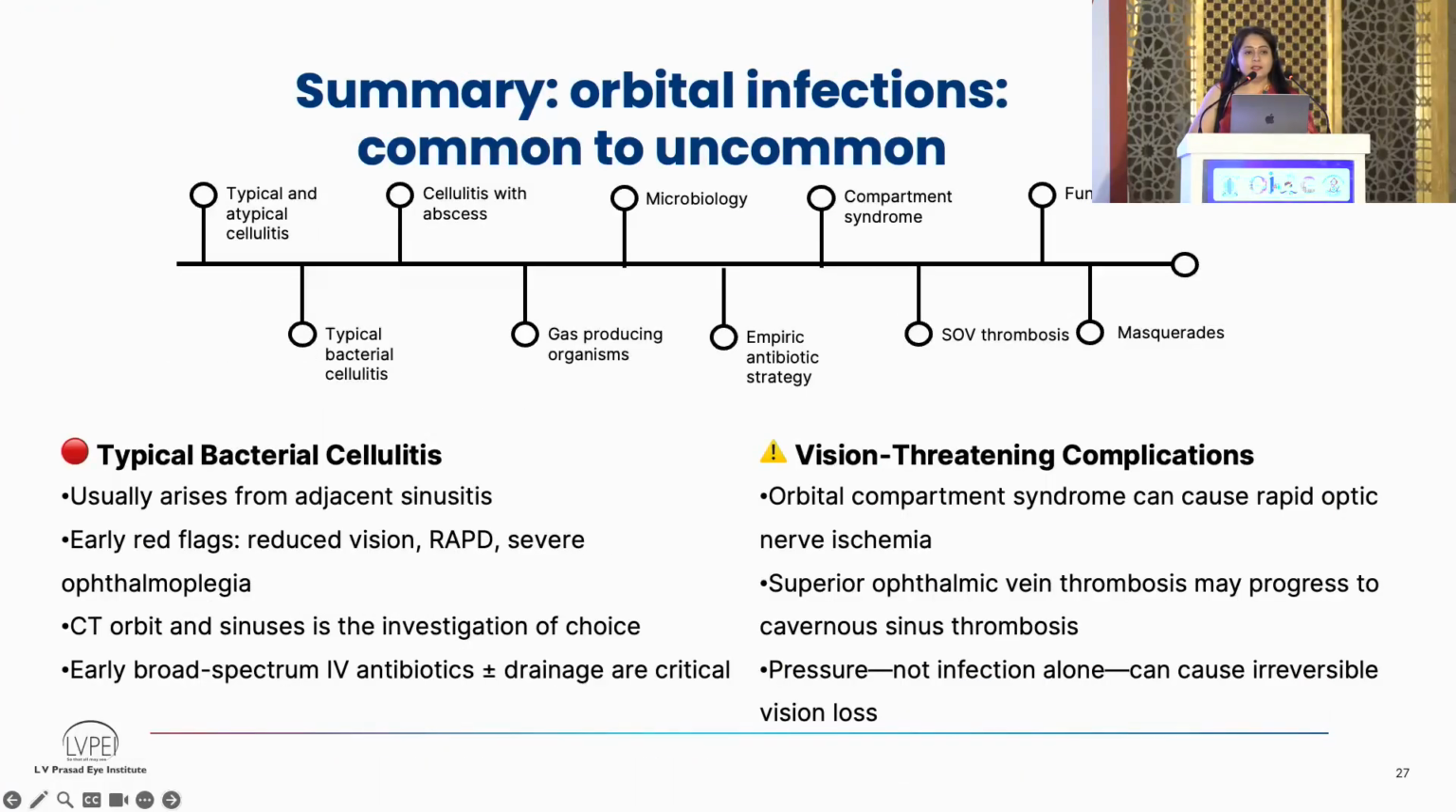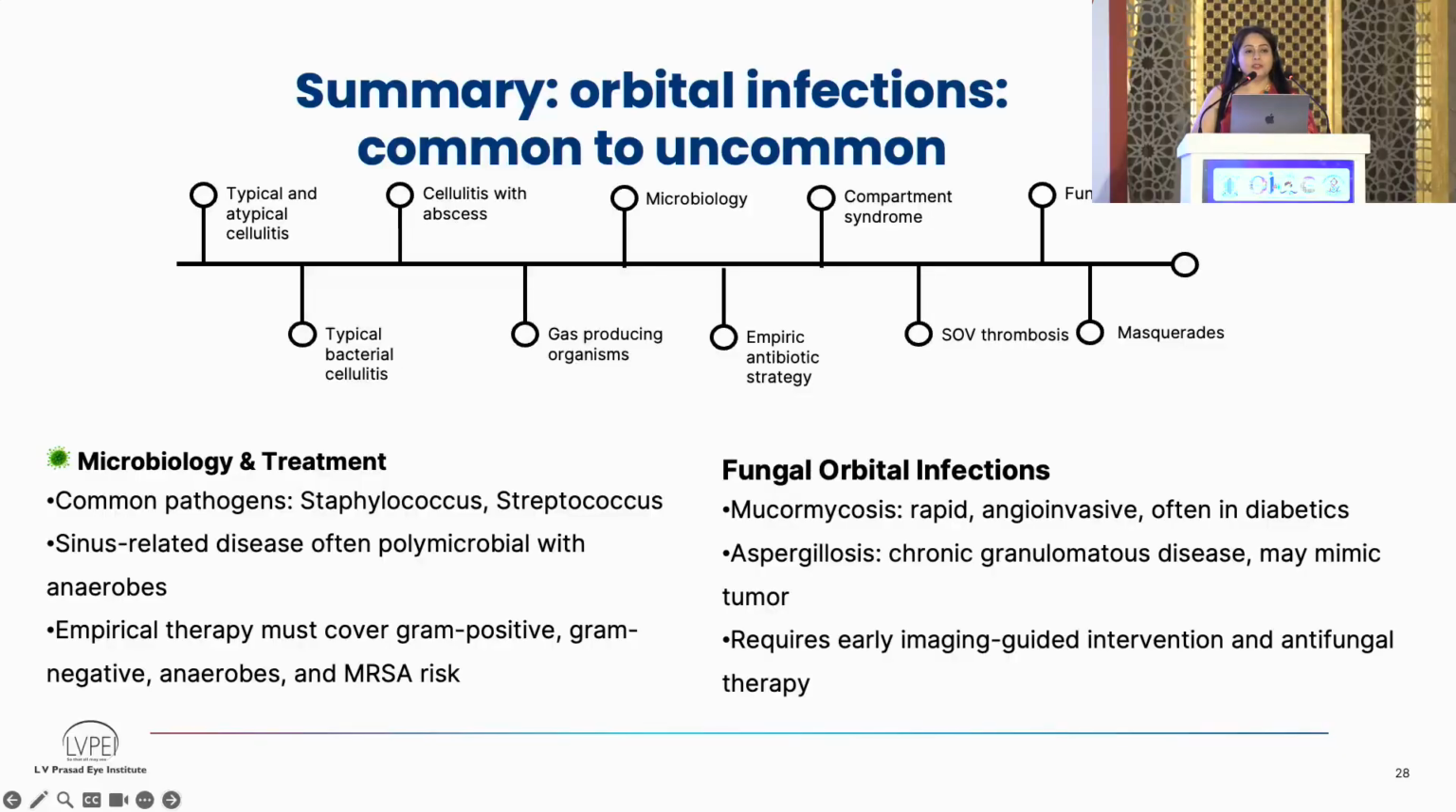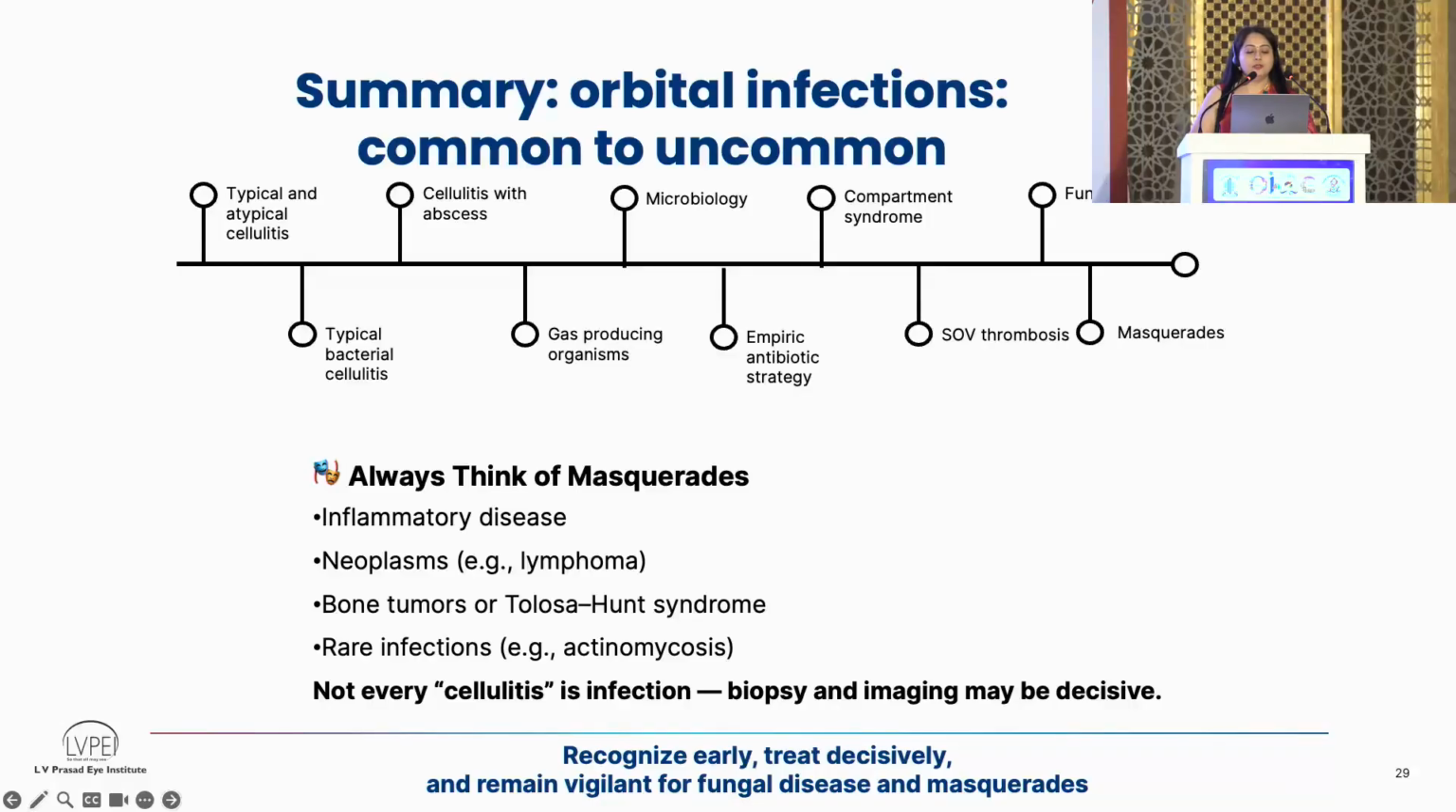So in essence, I've spoken to you on these topics of typical bacterial cellulitis, the vision-threatening complications that come with it, especially compartment syndrome and superior ophthalmic vein thrombosis, the microbiology spectrum across different age groups, and what's in your repertoire for treating with antimicrobials. Briefly touched upon mucormycosis and aspergillosis and showed you certain masquerading cases that you should be aware about, so that you always biopsy when you are in doubt.